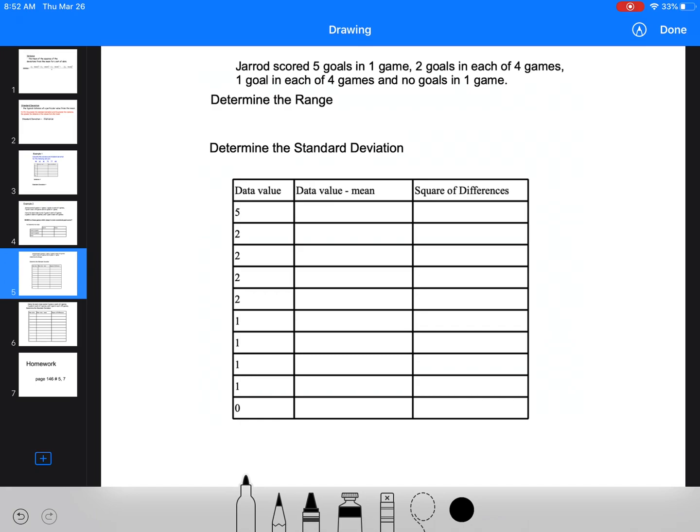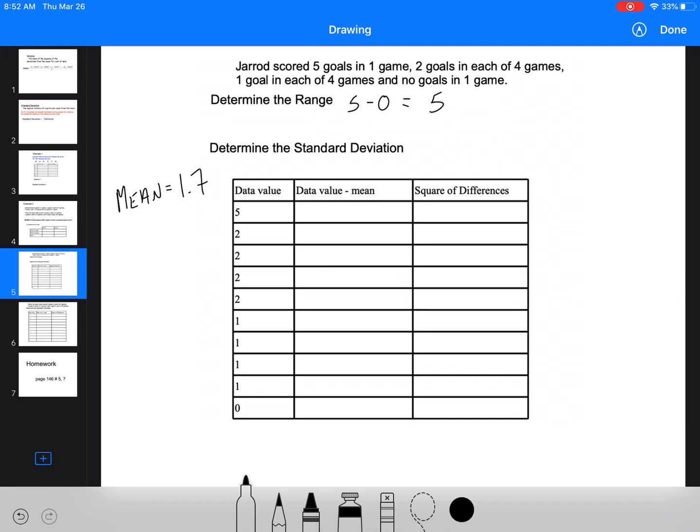So the range would be the highest minus the lowest. So his range is he scored 5 goals in 1 game and 0 goals in 1 game. So his range is 5. Now his standard deviation, we know the mean value. We've just found the mean. The mean is 1.7.